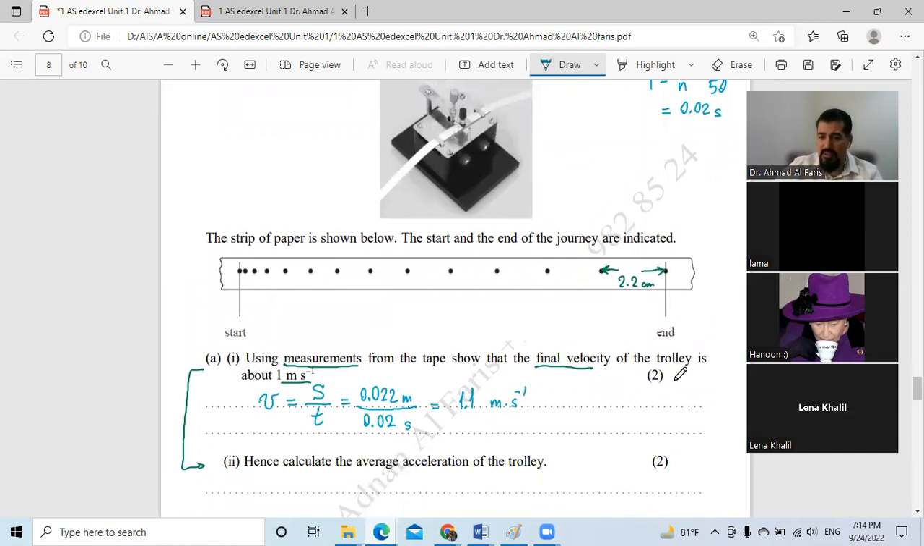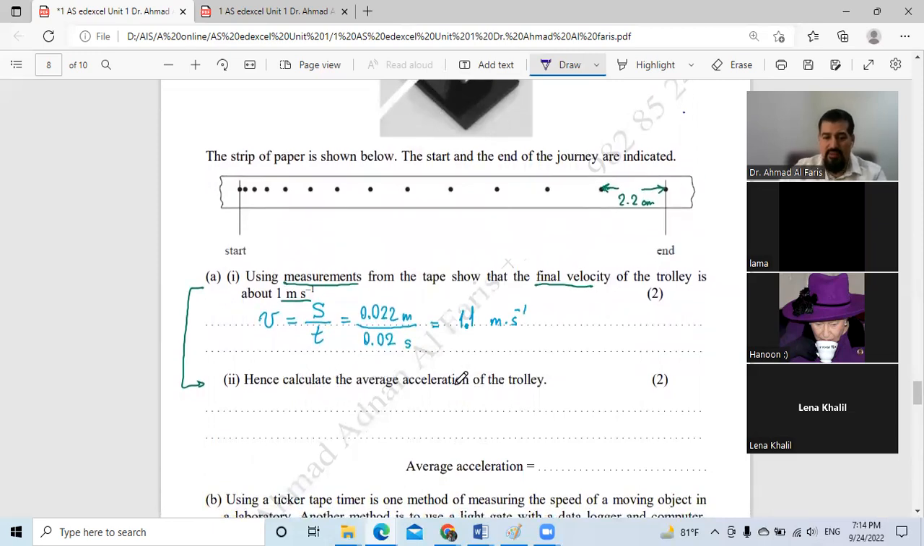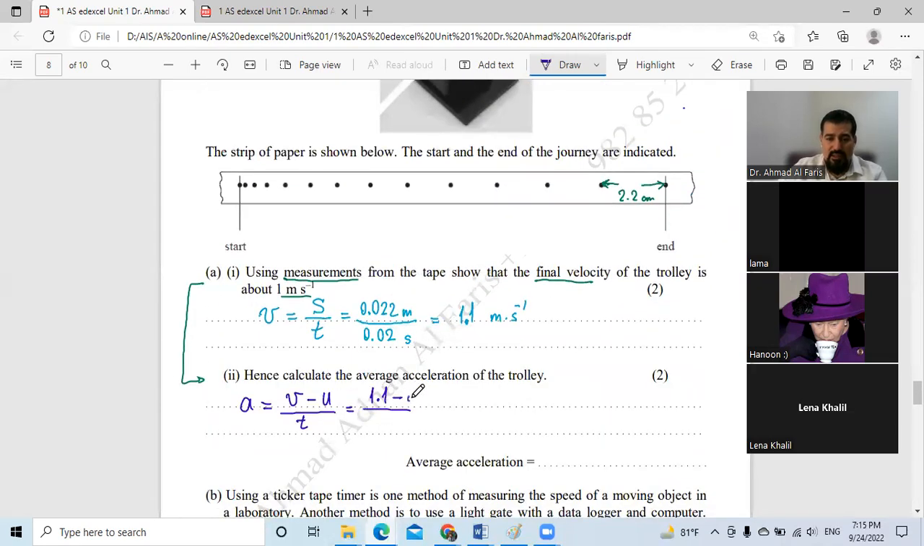This is a very easy question, 2 marks on it. If I don't know how to get this answer, I will use the value they gave us later on in the next part. So what do they ask in the next part? Hence, calculate the average acceleration of the trolley. Now we know that acceleration equals V minus U divided by T. V is what we just found, 1.1, minus the initial speed, which is 0 since it starts from rest, divided by the time.